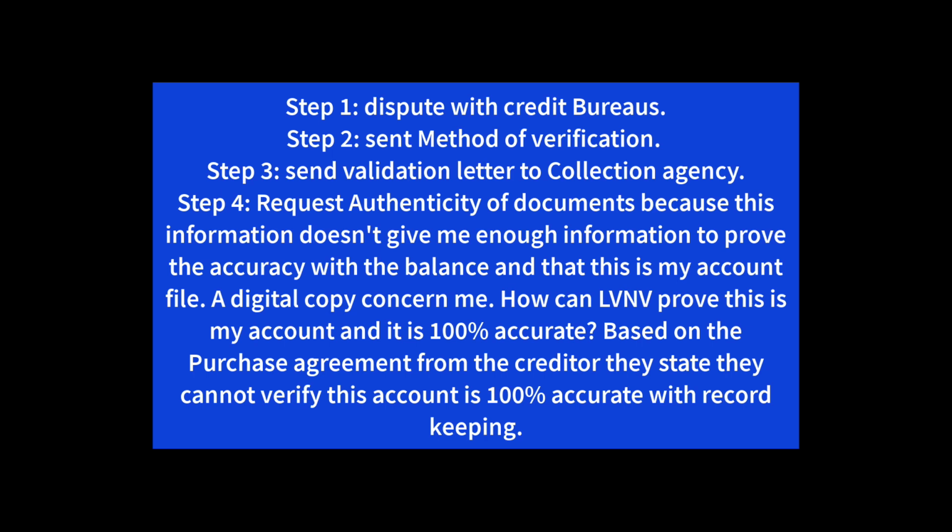Now you're going to do your method of verification. Your method of verification letter is going to be stated as such. You're going to use the reference number that they sent you on the results. You're going to say, hey, I disputed this account and I disputed these two items. One, the original creditor name is not on this account, which is required under the guidelines of Metro 2 to increase accuracy of the account.